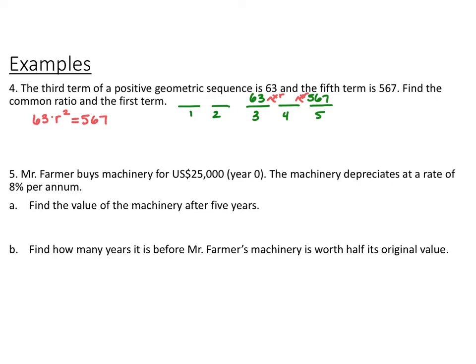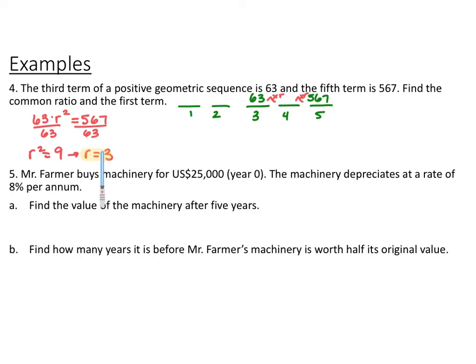So go ahead and pause the video and solve for your common ratio. So I divided both sides by 63 and ended up with r squared to be 9. So then if you take the square root of both sides, you end up with r to be 3. And I know it's going to be positive 3 because they tell us it's a positive geometric sequence. So now we have our common ratio, and we can use that to find our first term.